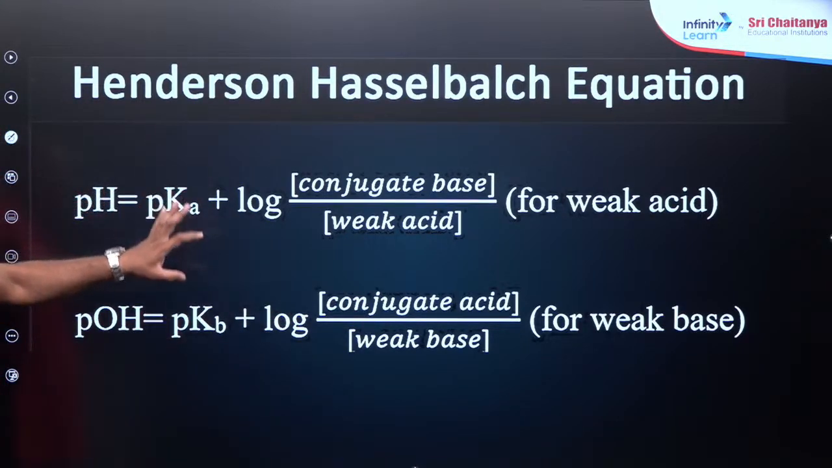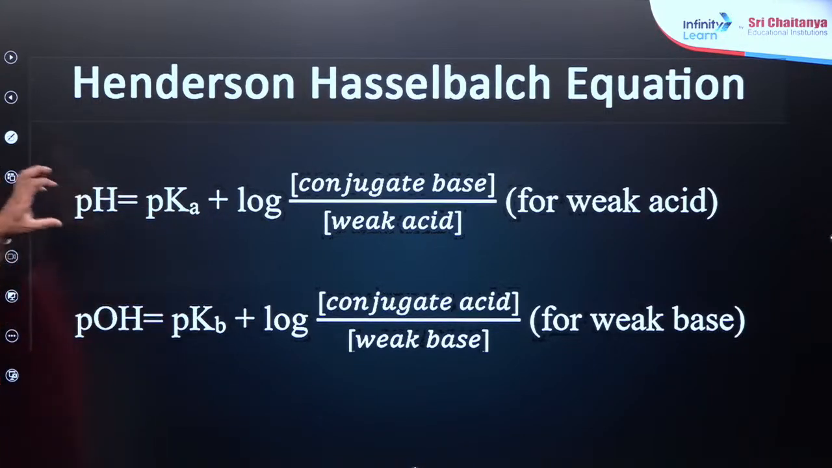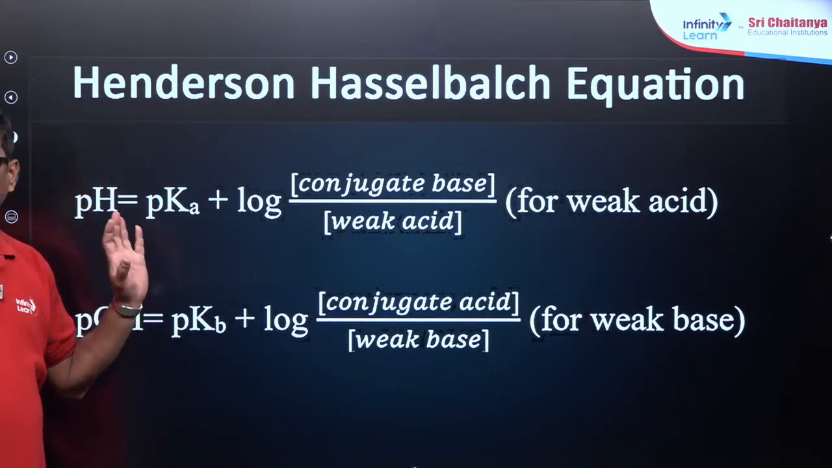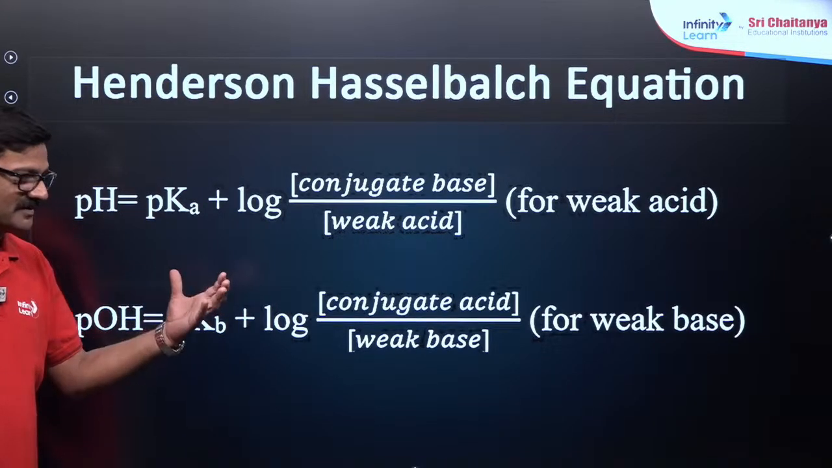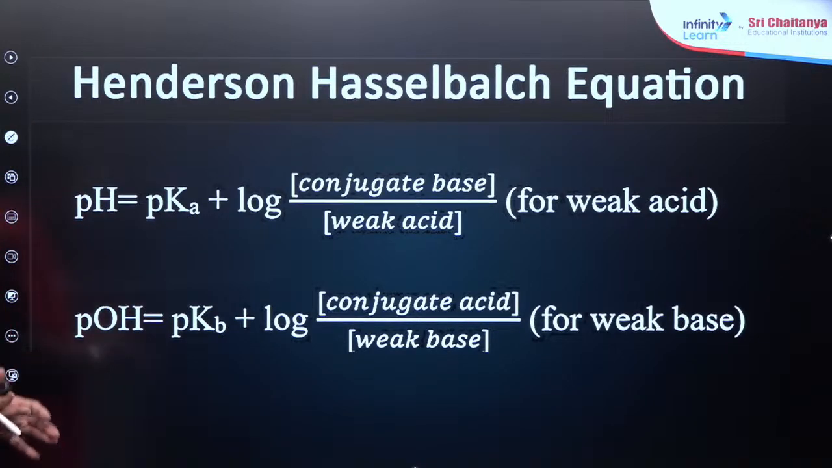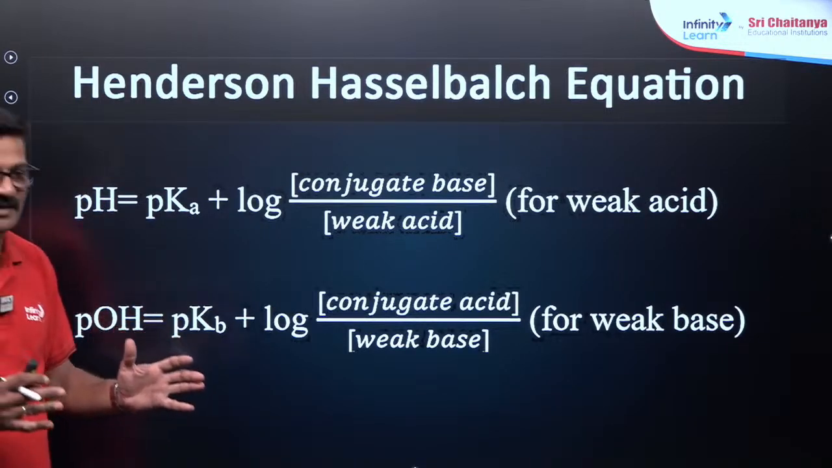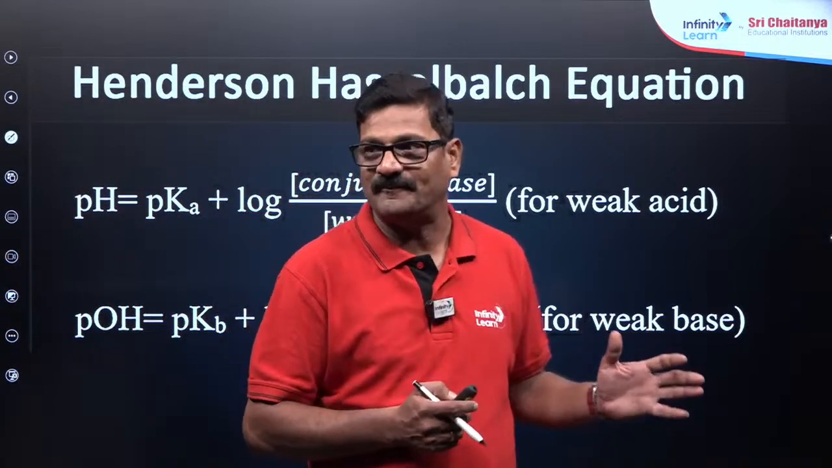This Henderson-Hasselbalch equation is extensively used to calculate the desired pH of a buffer. Okay, I want a buffer with a desired pH. So a buffer has its own pH, and to make a buffer with a particular pH, the Henderson-Hasselbalch equation helps the most.